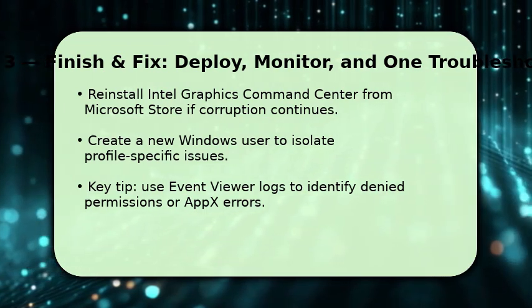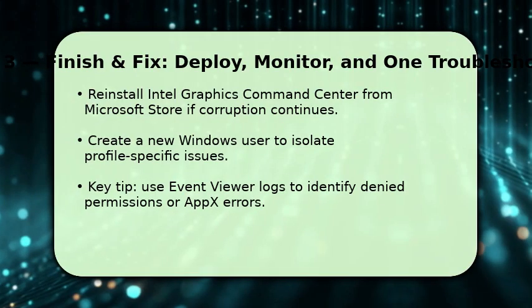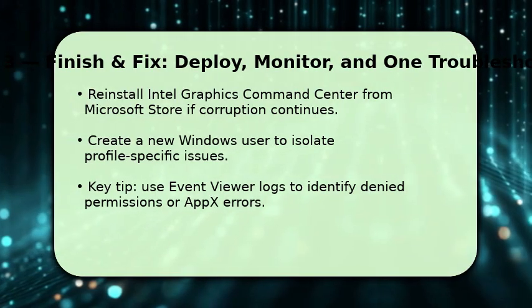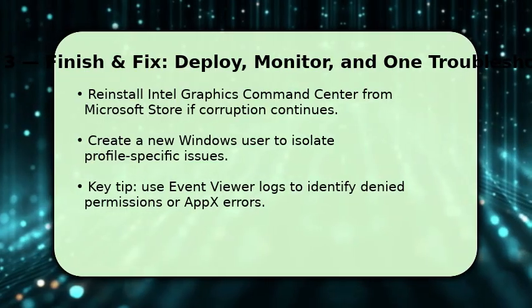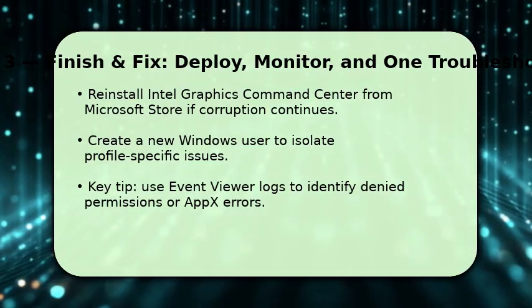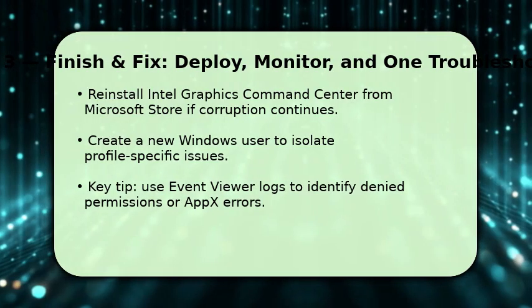Finally, check Event Viewer for application and system logs to spot denied permissions, AppX errors, or COM activation failures. These logs tell you why the settings link fails. If you hit a specific error code, note it.